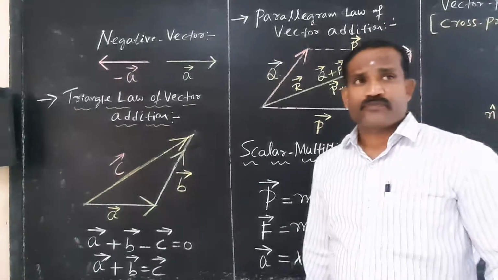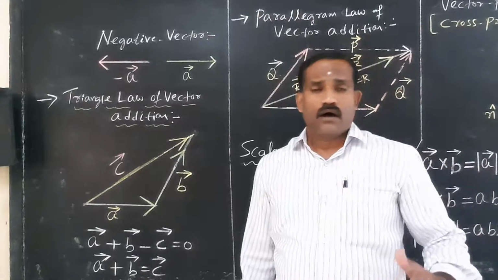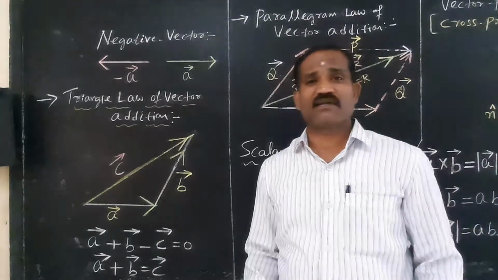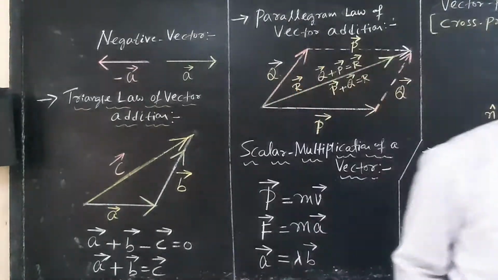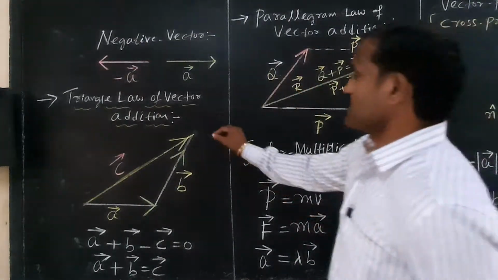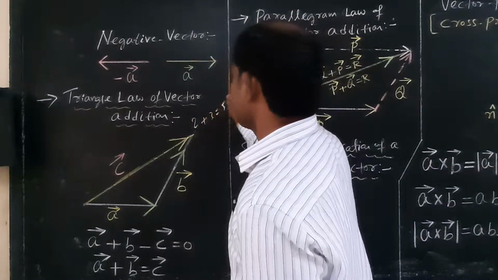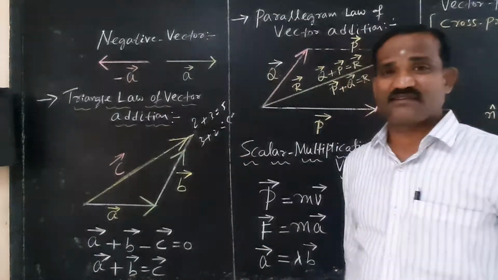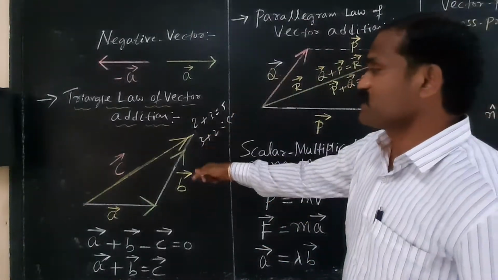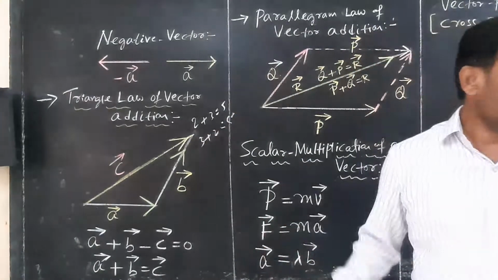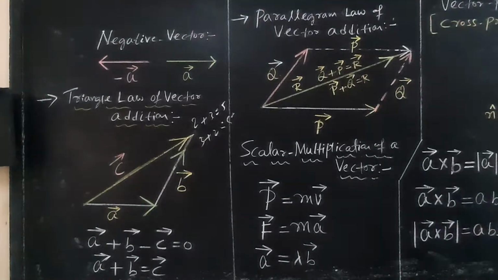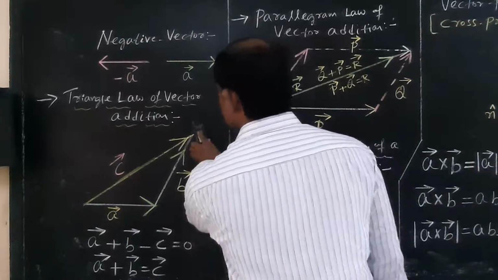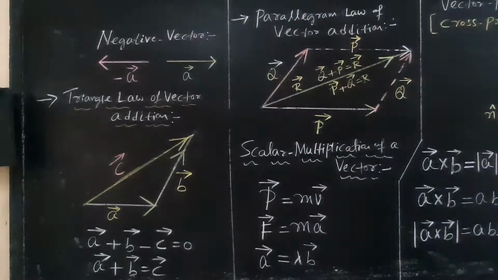So now, how to add two vectors? Certain rules are there. Say adding two numbers in ordinary algebra is as usual: 2 plus 3 is equal to 5, or 3 plus 2 is equal to 5. This is an ordinary addition. So you cannot apply ordinary addition in vector addition. In the case of vector addition, there are certain rules. That is what is called the rules of vector algebra.